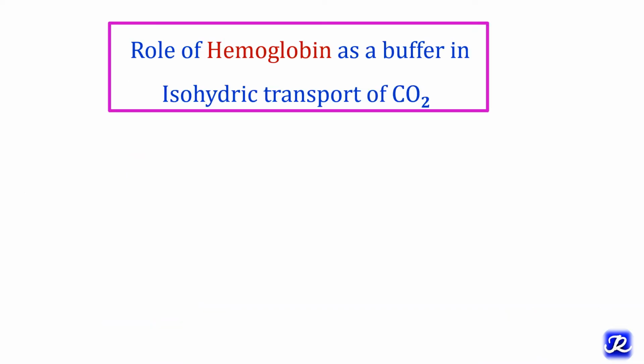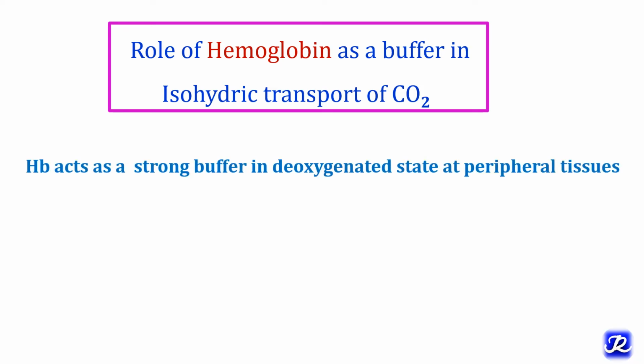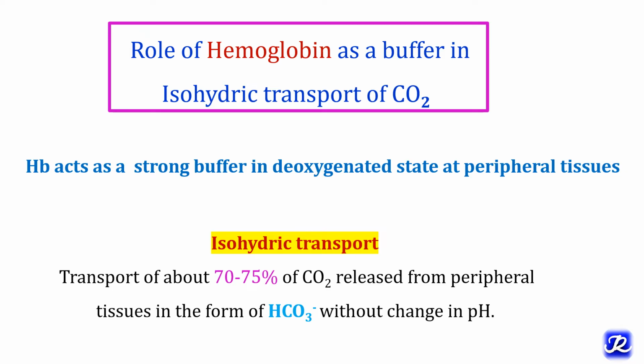blood. What is the role of hemoglobin as a buffer in isohydric transport of carbon dioxide? In the previous video, I didn't explain the role of hemoglobin as a buffer, but in this video, I will explain it in detail. Hemoglobin acts as a strong buffer in deoxygenated state at peripheral tissues. What is isohydric transport? It is a transport of about 70 to 75% of carbon dioxide which is released from peripheral tissues in the form of bicarbonate without change in pH or with the minimal change in pH.